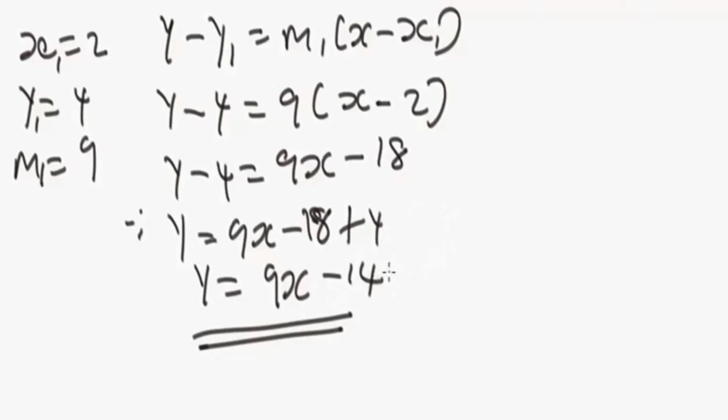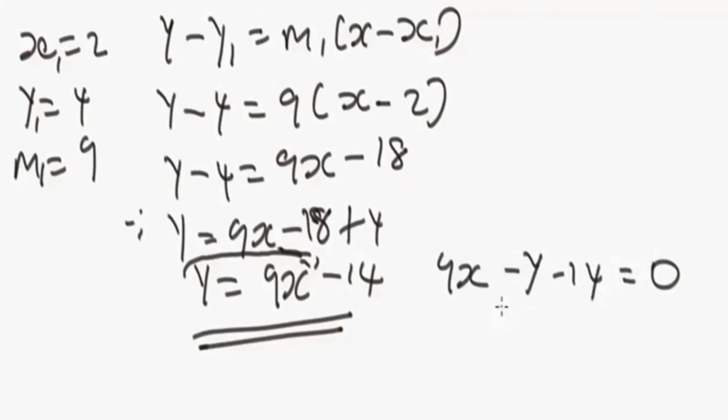Now note that you can also equate this to 0. You can also leave it as it is. When you want to equate it to 0, that means you bring everything to one side. You bring this y to the right-hand side of the equation. So when you bring it there, you're going to have 9x minus y minus 14 equals 0. So any of these can work, but mostly they leave it in this format: y equals 9x minus 14 to be the equation of the tangent to the curve.